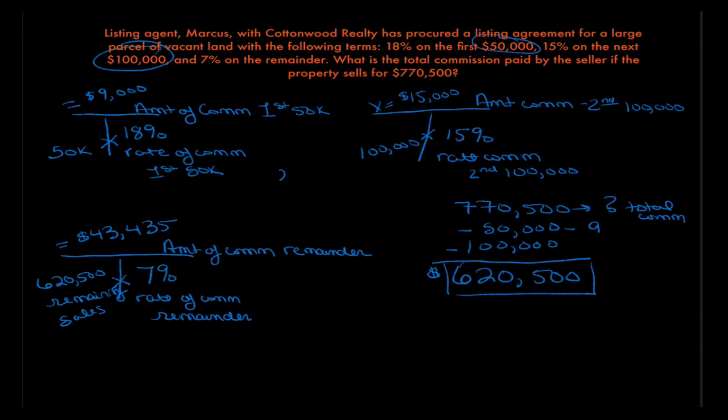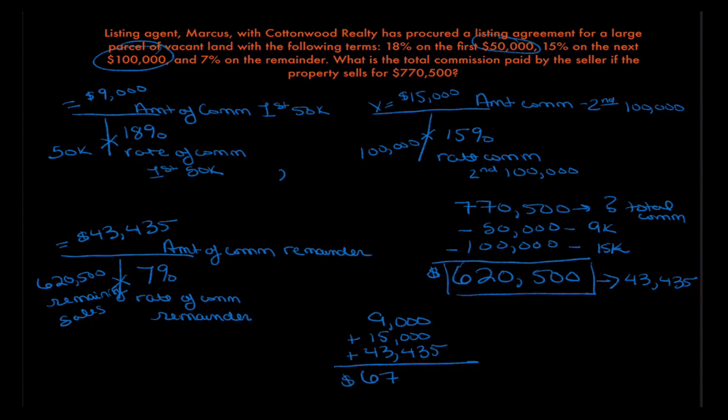And we got the $9,000 from the $50,000. We got the $15,000 from the $100,000. And from here, we got the $43,435. So we add that all up, 9,000 plus 15,000 plus the 43,435. Add that all together, and we're going to get a total of $67,435. This is the total commission that's paid by the seller, and that is what we're looking for.